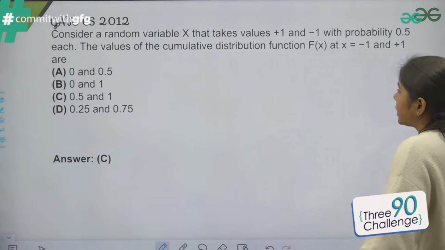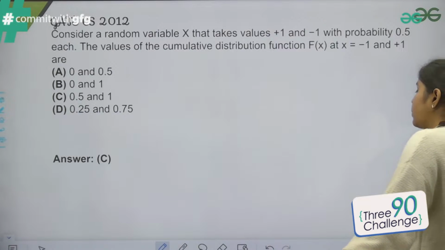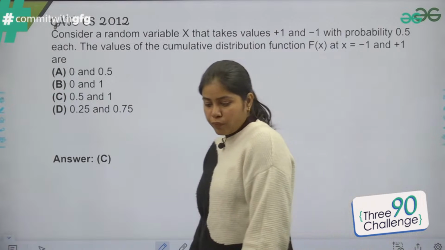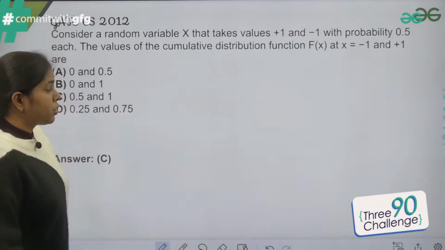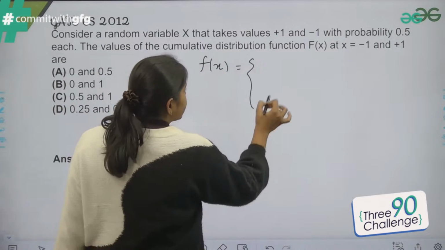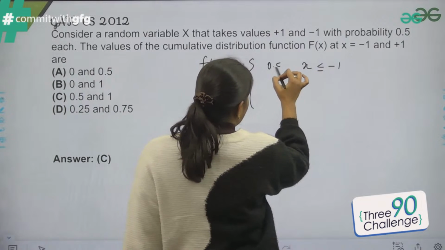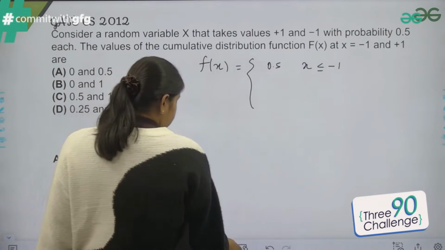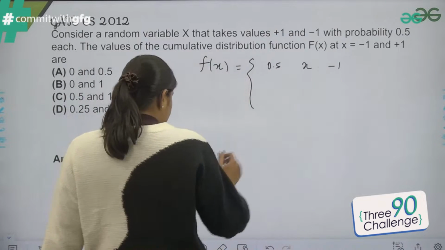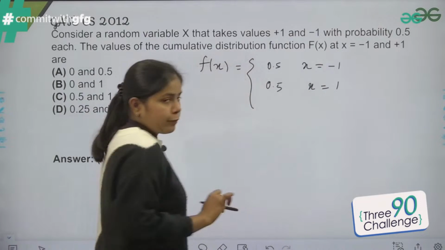They are saying, consider a random variable x that takes values 1 and minus 1 with probability 0.5 each. The value of the cumulative distribution function F_X at x equals minus 1 and 1 are. So we have to find the cumulative distribution function. First of all, we have the probability mass function: x equals minus 1 has 0.5 probability, and x equals 1 has 0.5 probability.